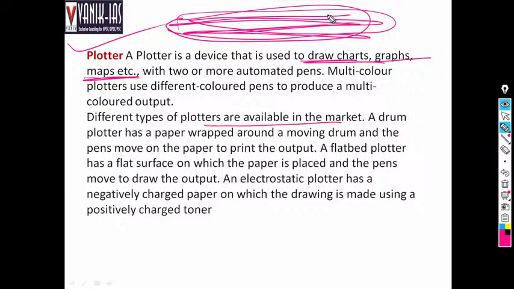A flatbed plotter has a flat surface on which paper is placed and pens move to draw the output. The electrostatic plotter uses negatively charged paper, on which the drawing is made using a positively charged toner. So this is a plotter that produces charts, graphs, and maps, which is very big in size and more expensive than the printer. That is called a plotter. It is an output device.